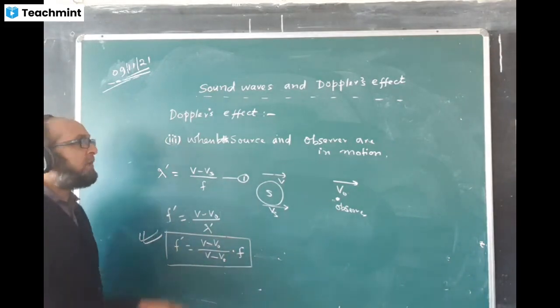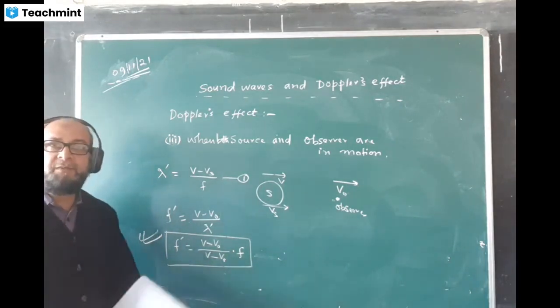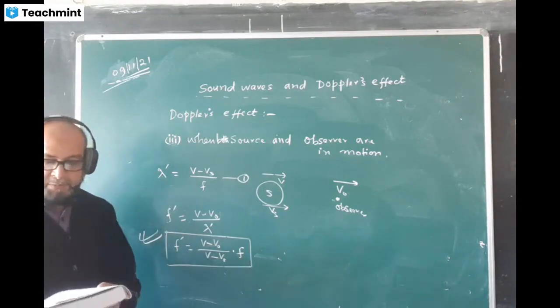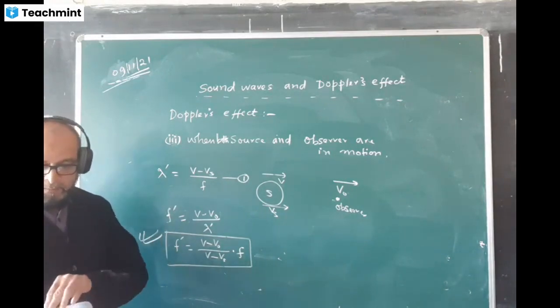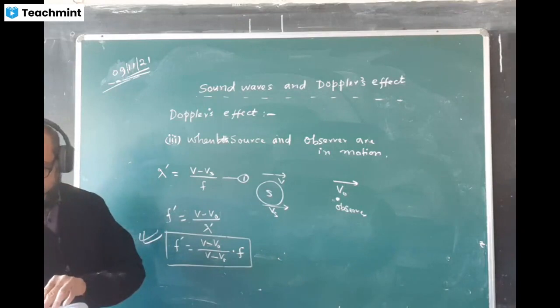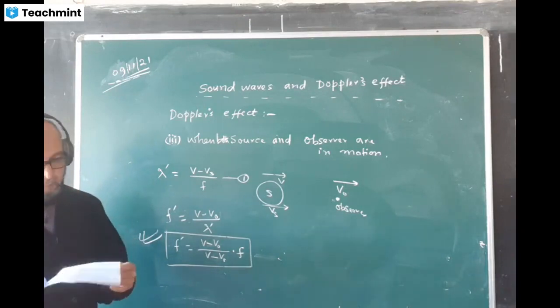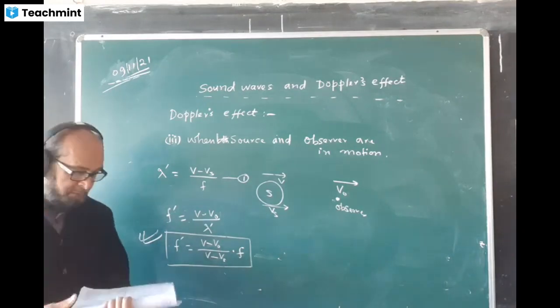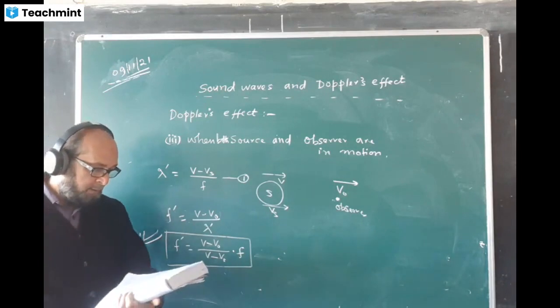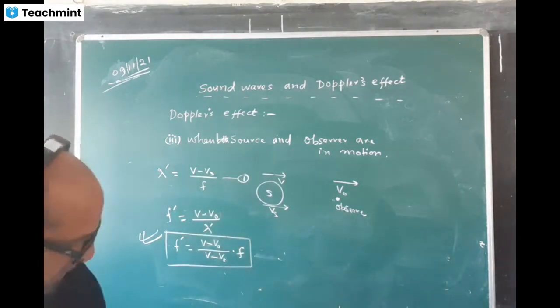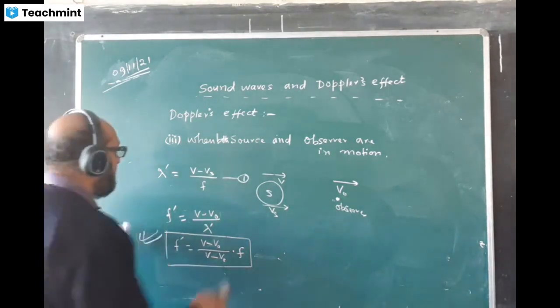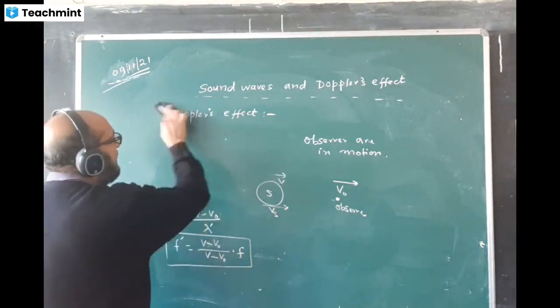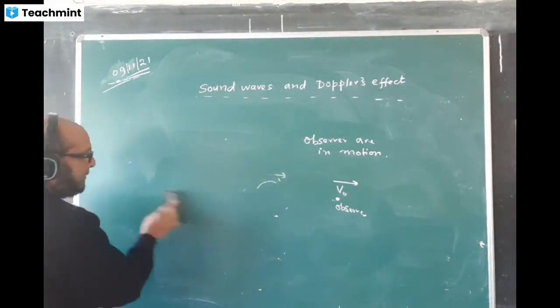So the derivation of the Doppler effect formula is done. That means the theory part of this chapter is done. Now we have to only do problems. This chapter is short only, so we will be doing problems. Okay. Let us take the question and do.